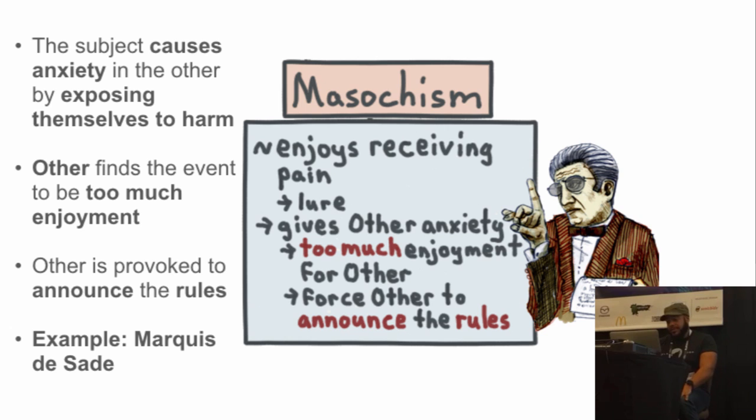A paradoxical example of a masochist is Marquis de Sade, where we get our word sadist or sadism from. Lacan actually believes he's a masochist because of certain relationships with women that he writes about.